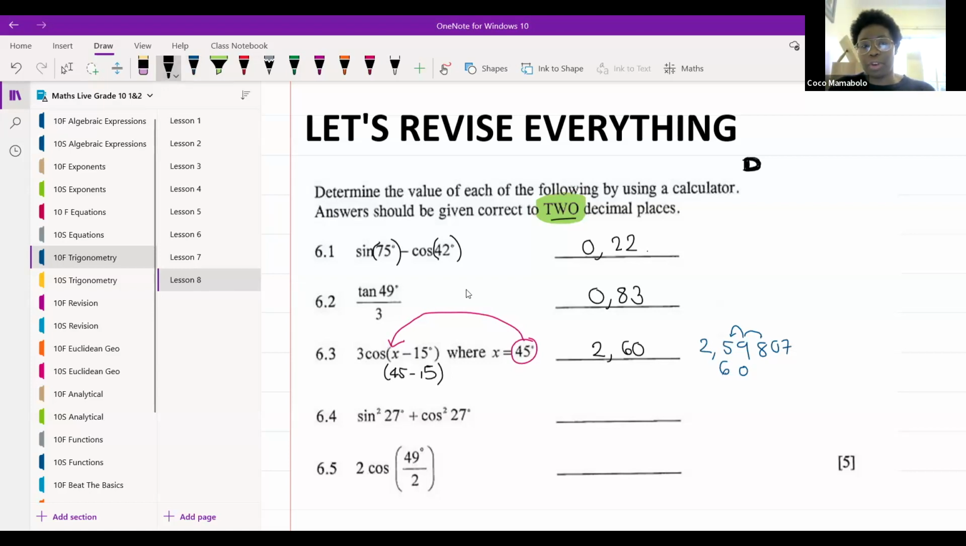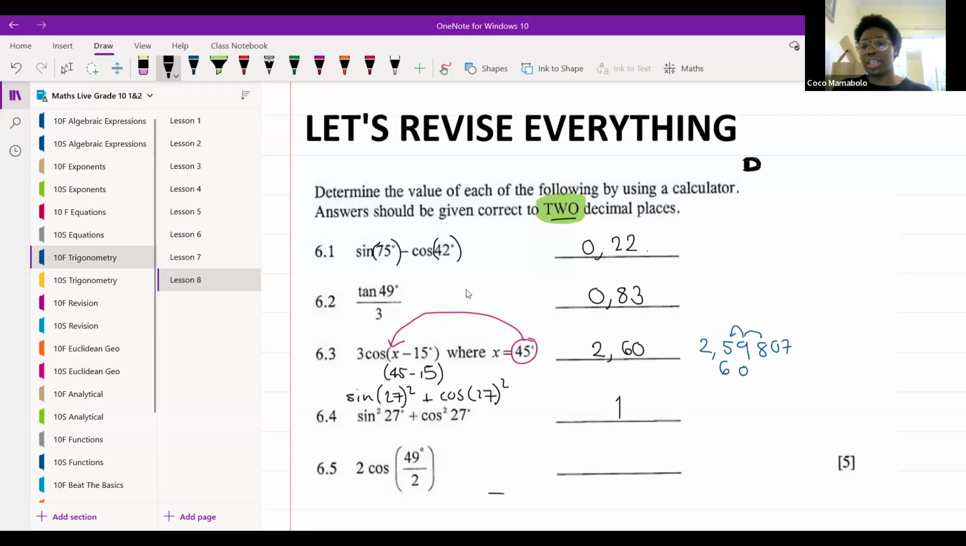All right, 6.4. Sine squared 27, remember your calculator again is not going to allow you to square the sine itself. So you're going to have to do this. You're going to have to go sine, and then it's going to open a bracket. You put 27 in, and then you square that. That's what your calculator expects. Plus, again, cos, open brackets. You put 27 in, close, and then square. So your calculator expects that from you, and the answer you should get out here is 1. Just 1. All right, last one, very easy.